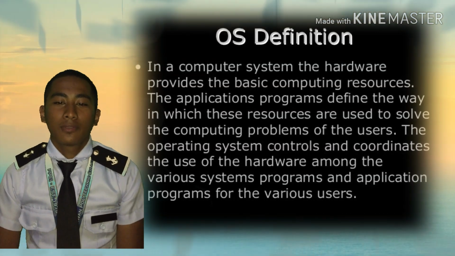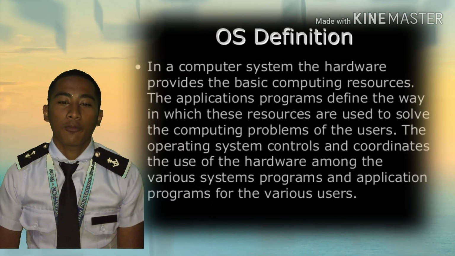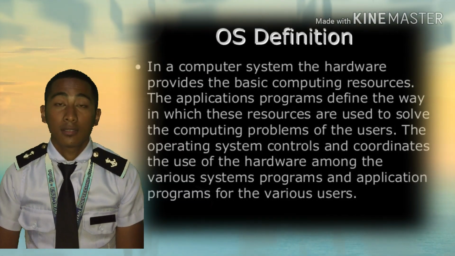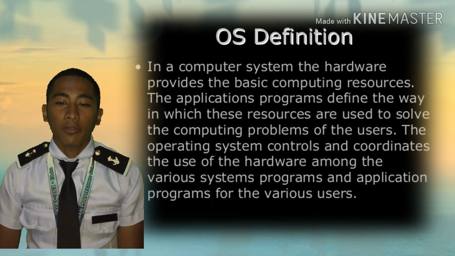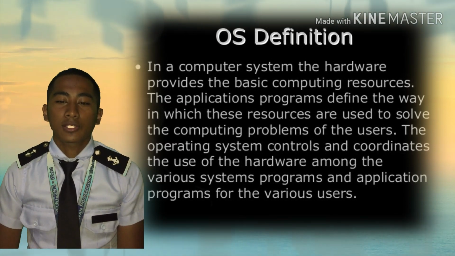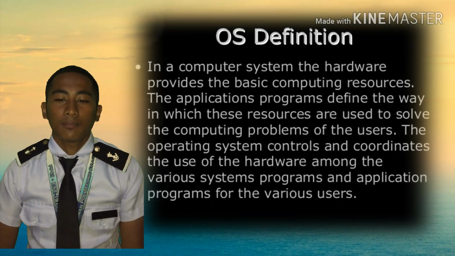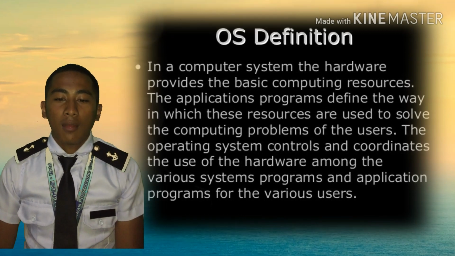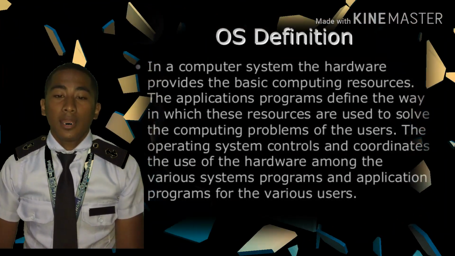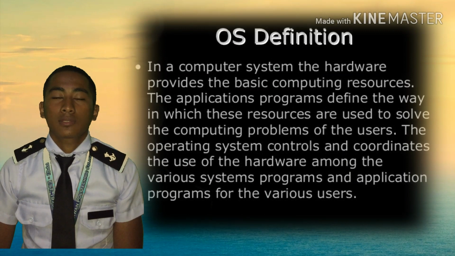OS definition. In a computer system, the hardware provides the basic computing resources. The application program defines the way in which these resources are used to solve the computing problems of the users. The operating system controls and coordinates the use of the hardware among the various system programs and application programs for the various users.